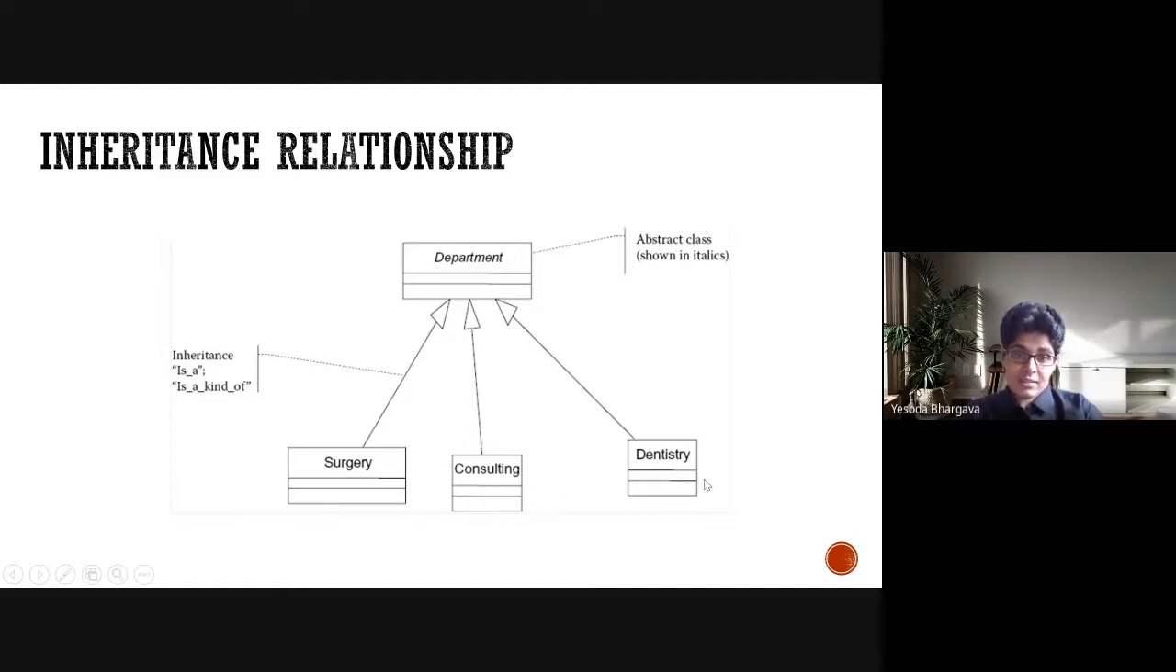Note that these are the classes, and these lines show that there is a space for attributes and a space for operations, and basically all these three classes are inheriting the department. So inheritance is a kind of relationship between classes. When you draw your class diagrams, definitely there will be situations in which you try to show the inheritance between the different classes.